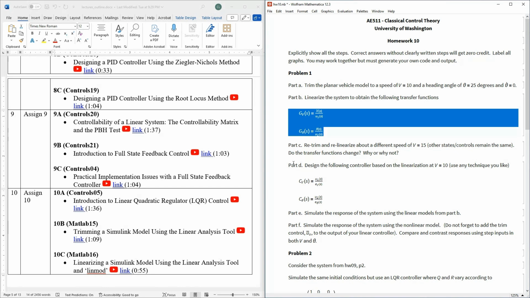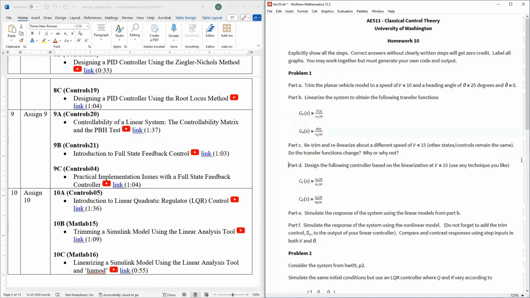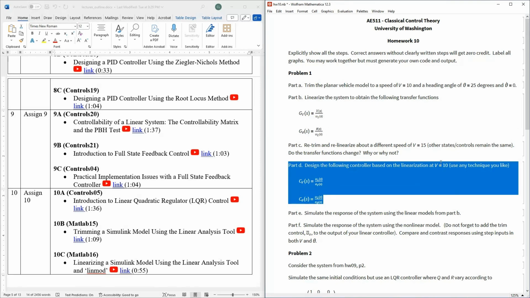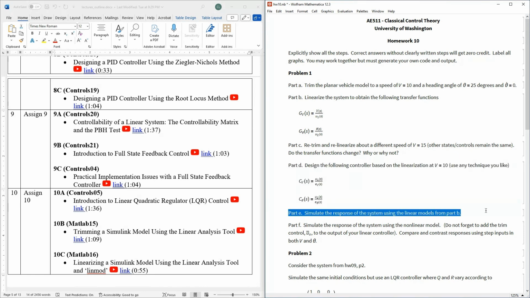And then on part D, let's go back to the original transfer functions that you got for the V equals 10 meters per second case, and then design some controllers based on this. What we're going to do is design these two controllers using any technique you'd like. These are basically what we looked at earlier in a previous homework, and then just go ahead and simulate this.